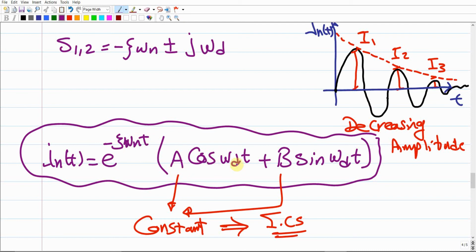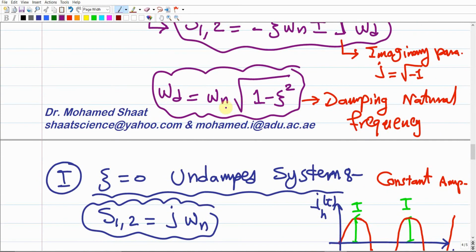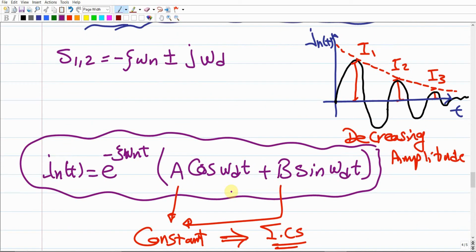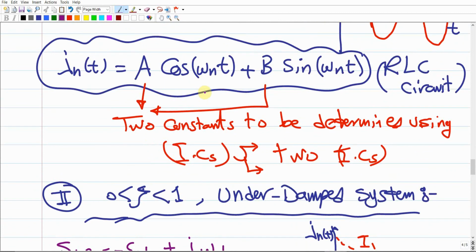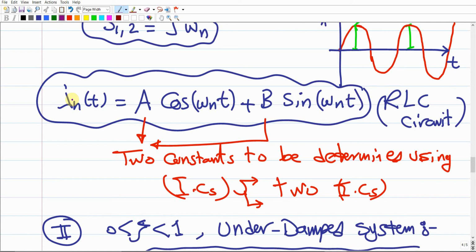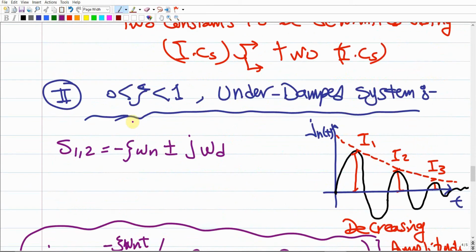A cosine omega d. We said that in the case where xi equals 0, omega d is going to give us omega n. So intuitively, this is going to give us omega n, which should be the same expression. So if you plug xi equals 0 into this equation, you're going to end up with the IH for the case of an undamped system. This is the second case.